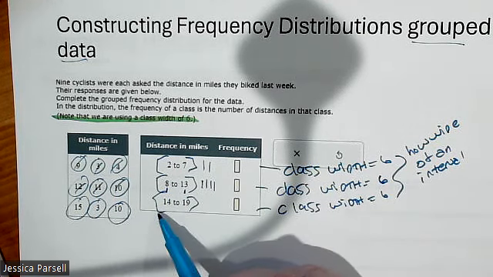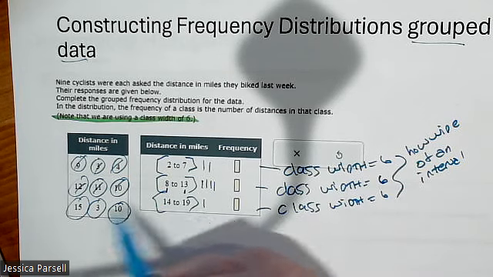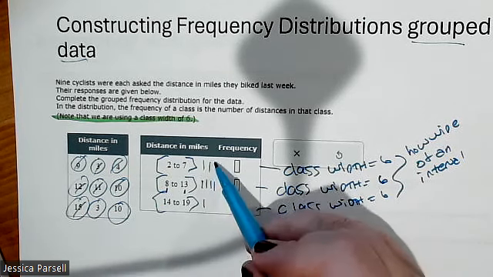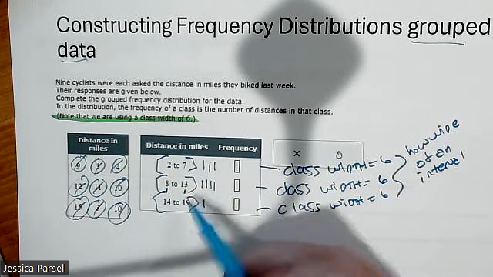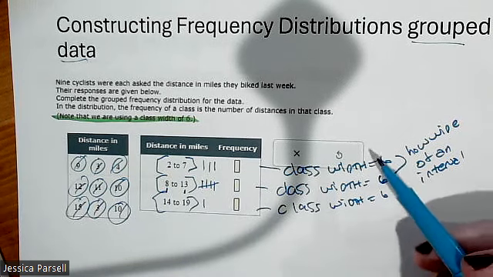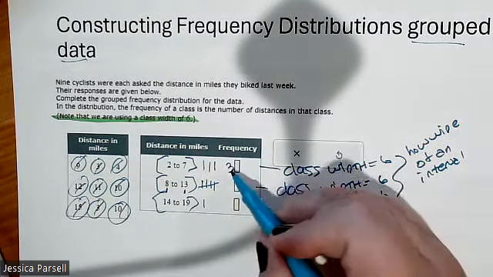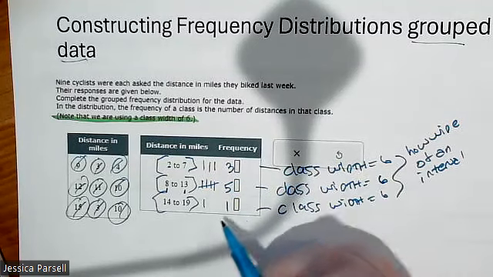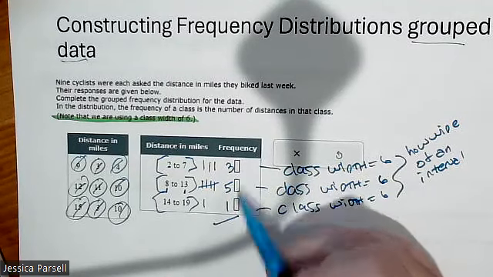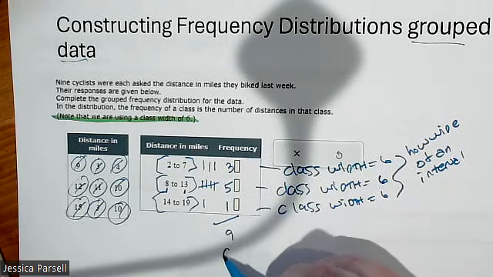15 is definitely going to go in this interval right here. 3 is going to pop back down to here. And 10 is between 8 and 13. So what we have here is 3, 5, and 1. If we add those together, 5, 6, 7, 8, 9, we have our 9 cyclists.